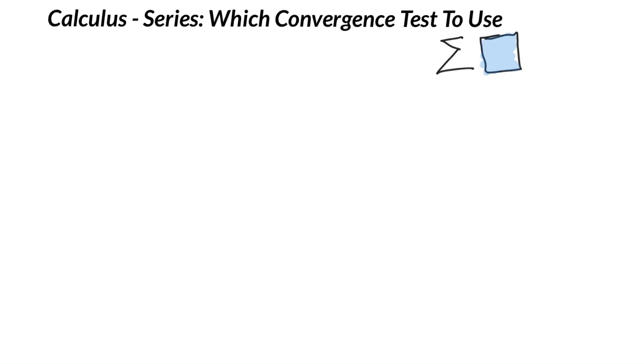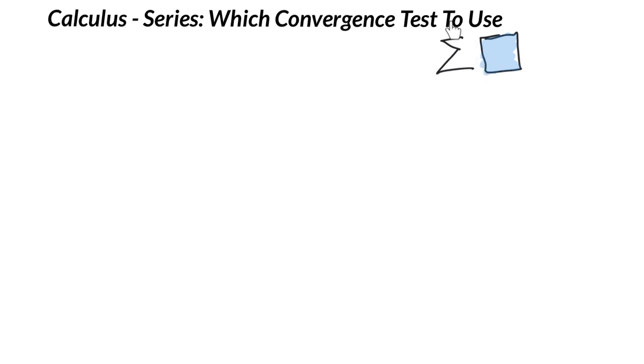One of the biggest challenges in a Calculus 2 course or Calculus BC course is deciding if a series converges or diverges and really deciding which convergence test will be the best one to use. So I want to go through my thought process on picking the right test or picking the most efficient test.